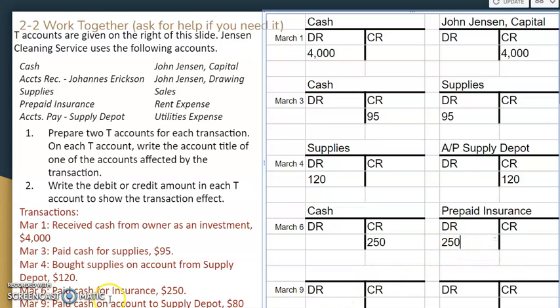And the last one, March 9th, paid cash on account to Supply Depot. Cash and accounts payable, Supply Depot are two accounts. So up here, we bought supplies on account at Supply Depot, and now we're paying down our balance at Supply Depot. We're only paying them $80 though, and we know up here we owed them at least $120. So we would still owe them some money. All right, that is the end of Work Together 2-2. Not too complicated. It looks scary, but it's not.